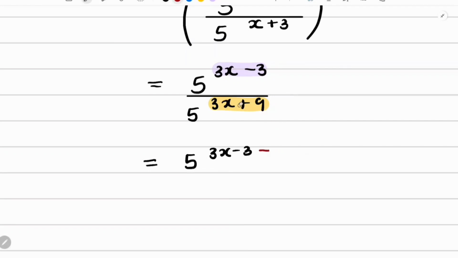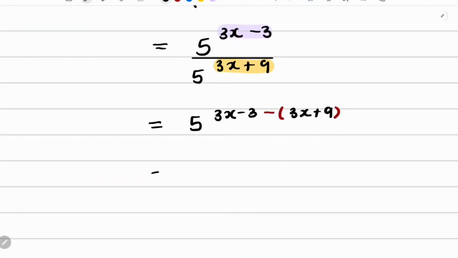Now to make sure that we actually do subtract both the 3x and the 9, you need to include brackets. So we're going to say 3x plus 9. And so this is equal to 5 raised to the power of 3x minus 3, minus the bracket 3x plus 9. And we can distribute that negative into those two terms.